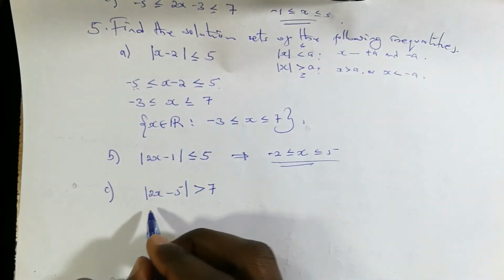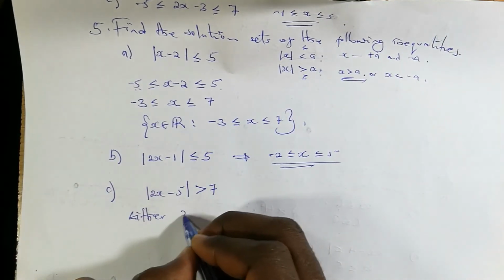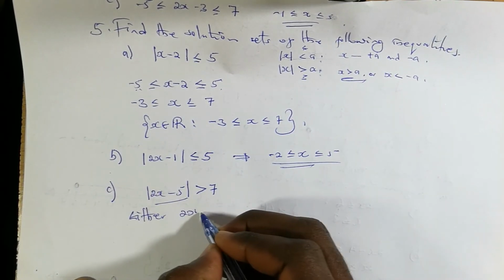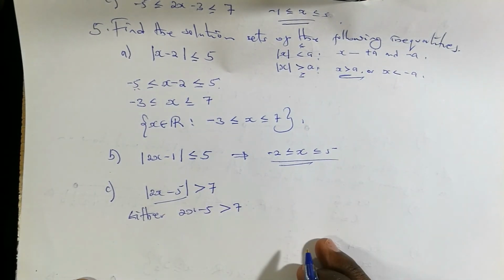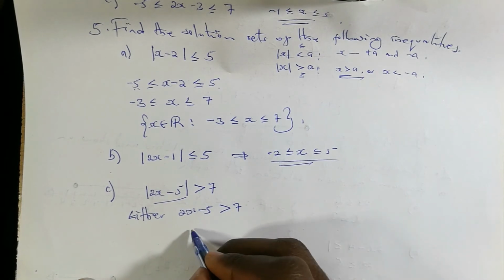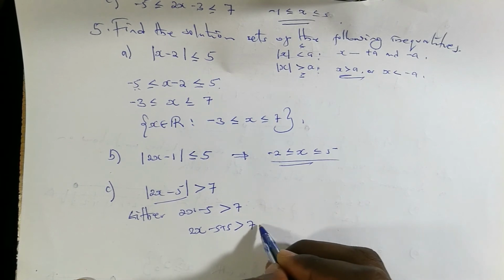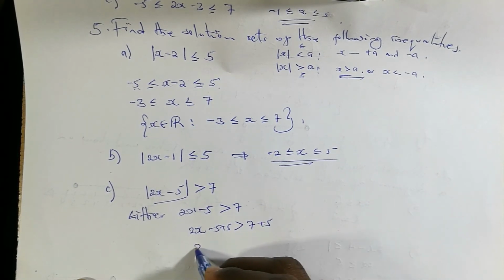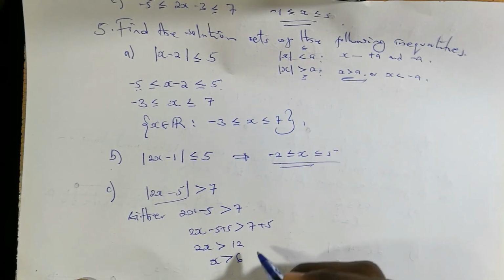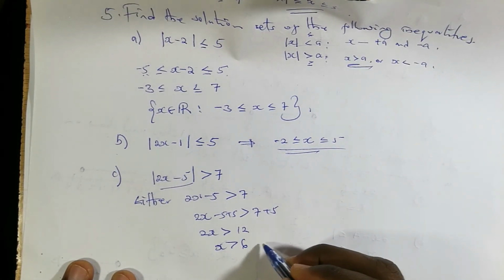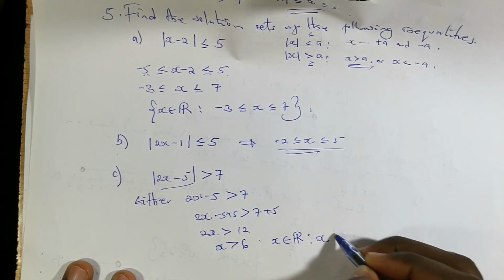I'll apply this. That means either 2x minus 5 should be greater than the positive value of this, which is 7. That's taking the place of our a, so we have 2x minus 5 plus 5 to remove, but we do the same here so that we don't cause change. So 2x would be greater than 12. Our x would be greater than 6. As a solution set, you're going to have x in R such that x is greater than 6.